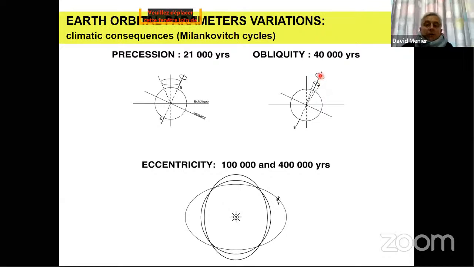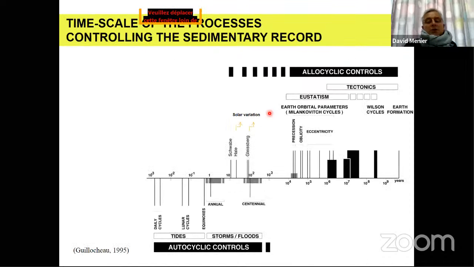So the climate is not the same during the Quaternary period, and was not the same during Earth's history because of the orbital parameter variations. So we have tectonics, climates, and they can be affected as well by orbital variations. That's why we need to separate allocyclic controls: tectonics and eustasy related to Earth's formation, Wilson cycle, Earth's orbital parameters, and to separate them from autocyclic controls: tide, storm, flows.